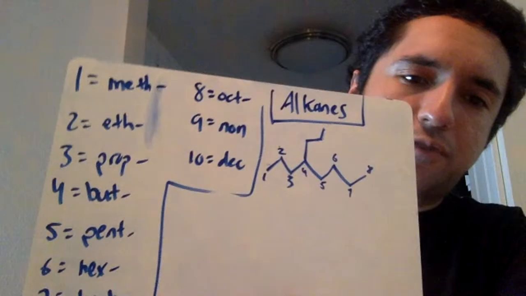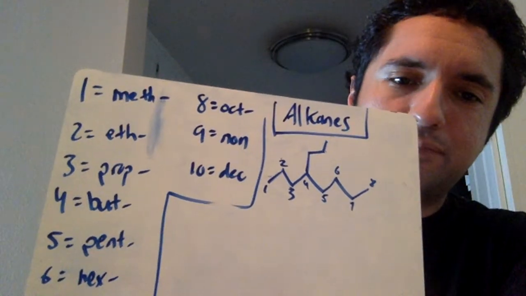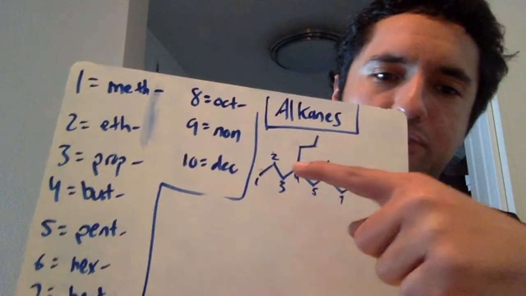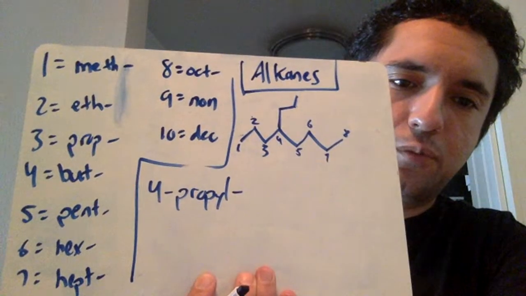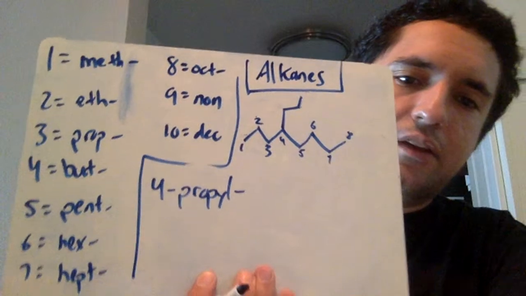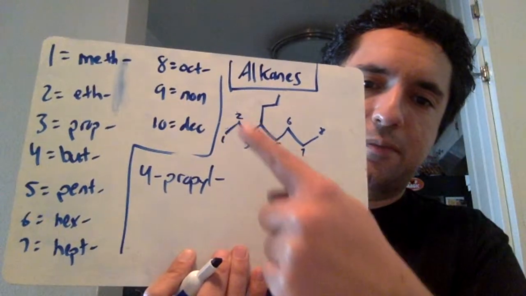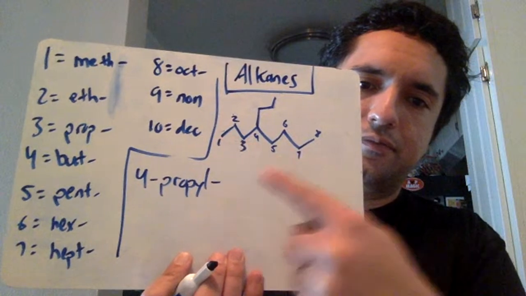I'll just stick to horizontal. So 1, 2, 3, 4, 5, 6, 7, 8. But again, the 4th carbon has a branch of 3. That's a propyl group. So you want to first designate where that's at. So 4-propyl, kind of like that, 4-propyl. And then just end it with the name of the whole entire thing. So there's 8, so that would be 4-propyl octane.